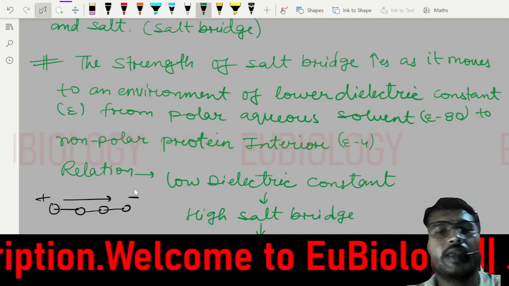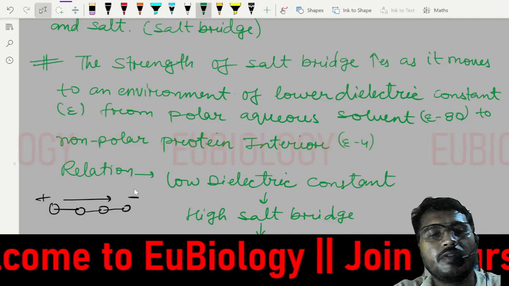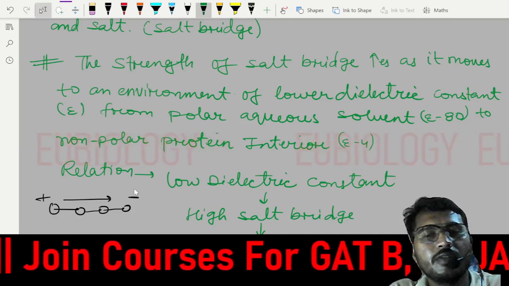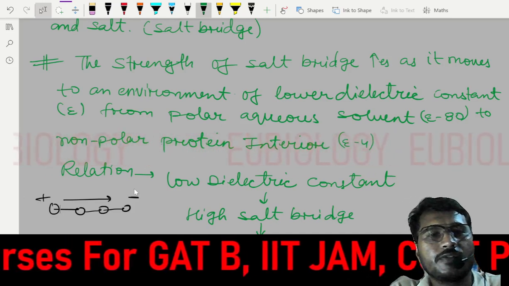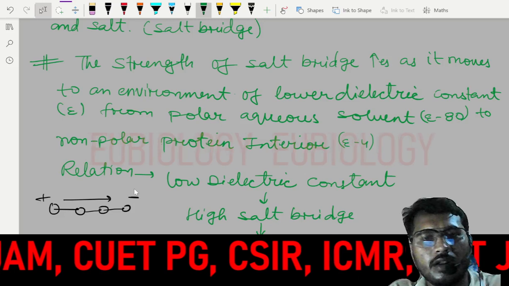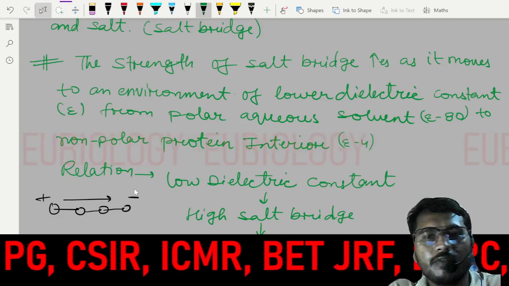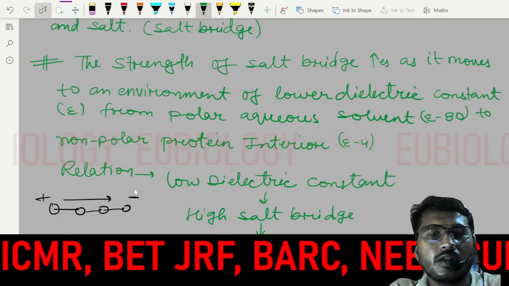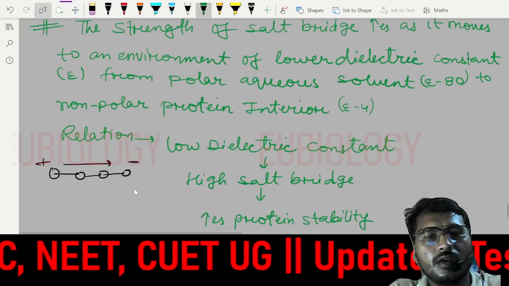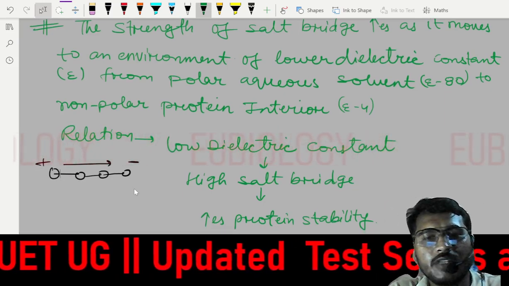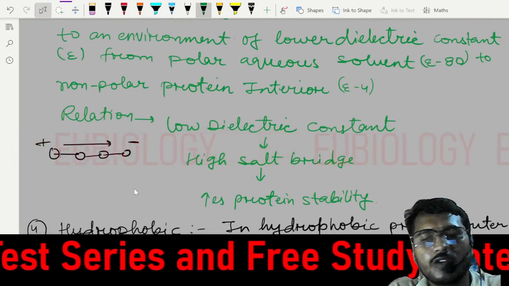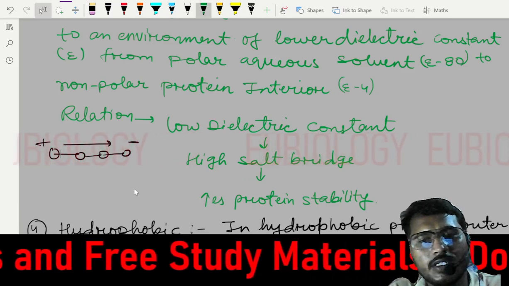So actually, this dipole will be created because of the amino acid, but the dielectric constant will be because of the material, like the solvent, how much it can store the electric charge, how permeable it is for electricity. So this is the dielectric constant. If you go to a lower dielectric constant, the salt bridge will increase. If the salt bridge increases, it means protein stability will increase.